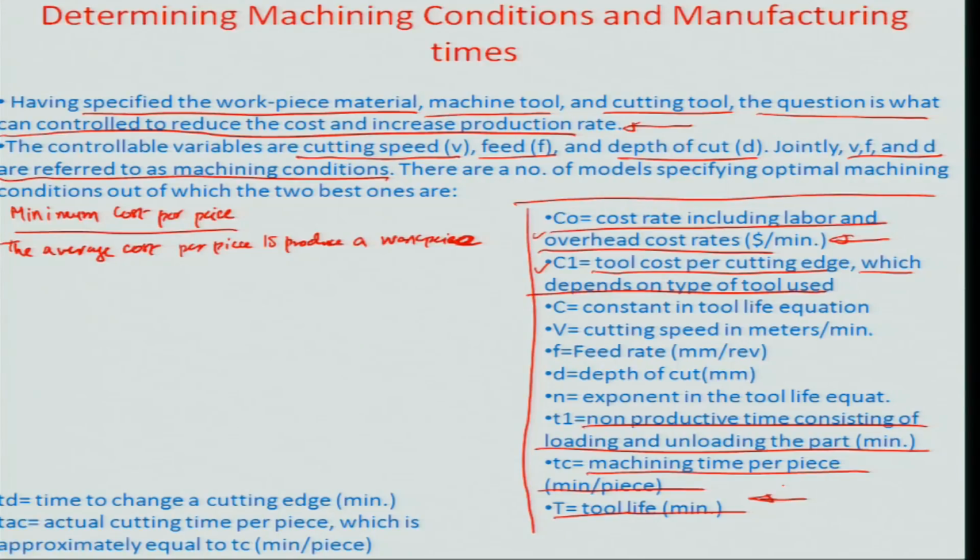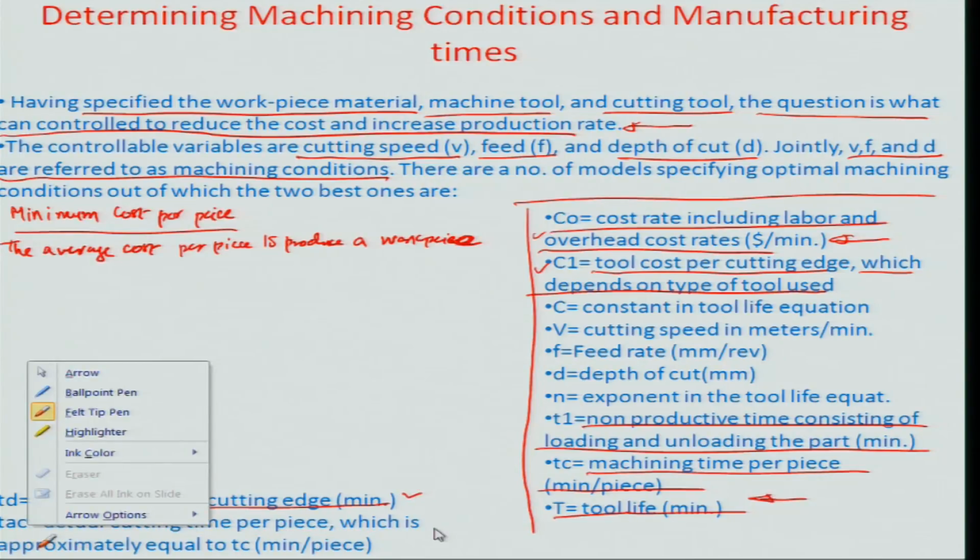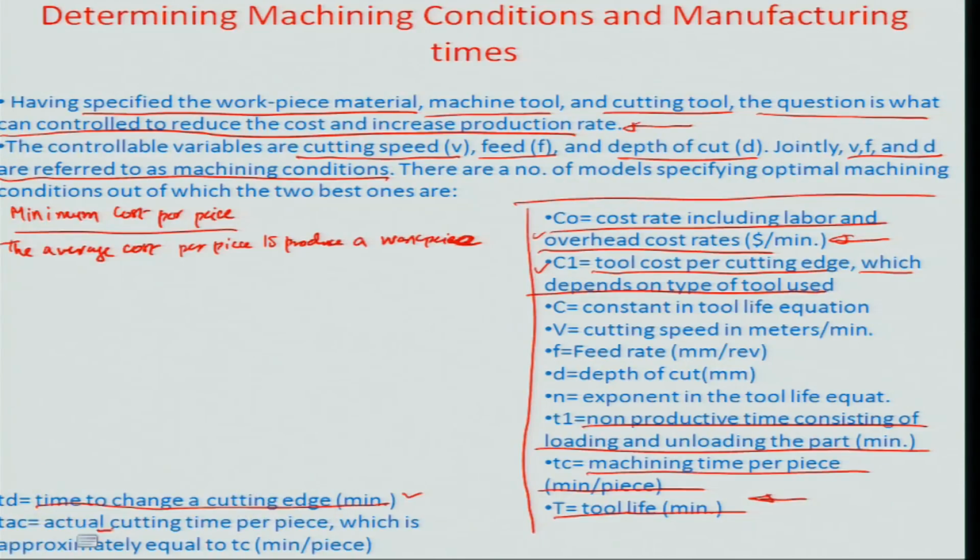Obviously after that wear down, the changeover would be needed, and so the time to change a cutting edge would also be critical. And also the actual cutting time per piece, which is approximately equal to TC, but sometimes there may be other factors which may lead to this TAC being different than the TC. As of now we can say that it is approximately equal to the cutting time, and we are assuming that some of the wait periods before the coolant starts or stops are not considered in differentiating the TC from the TAC at this particular process step.